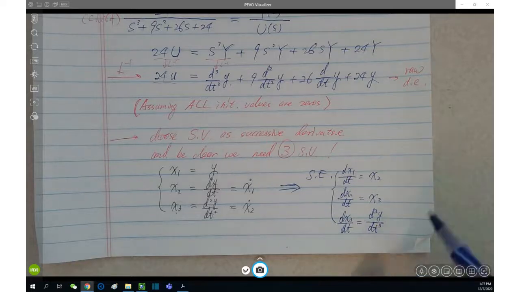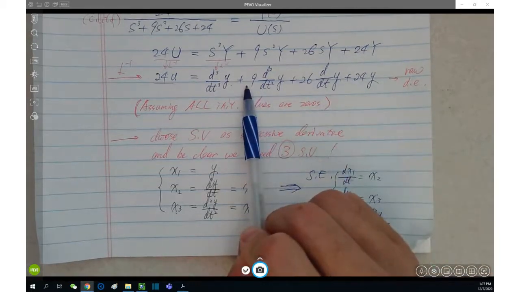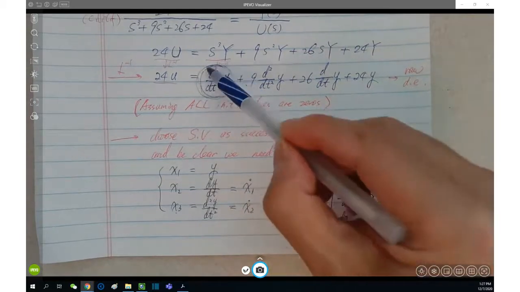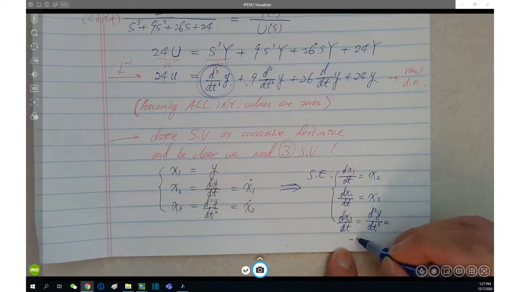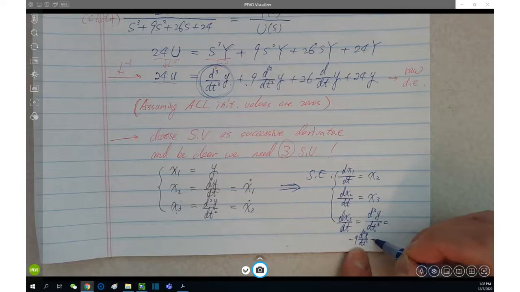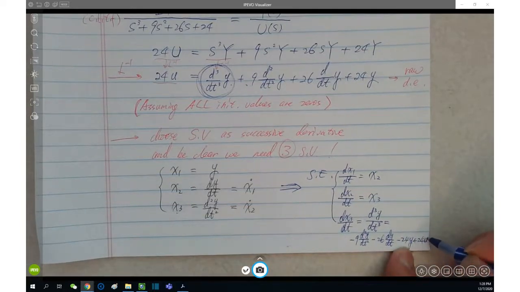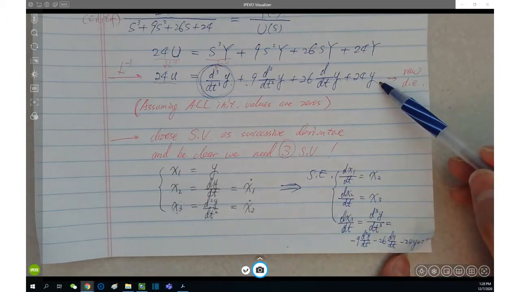How to find it? You go back to the raw differential equation. You're basically looking for this guy, which equals negative 9 d squared y dt squared minus 26 dy dt minus 24y, and then plus 24u. Does it make sense? This is the result from the raw differential equation.